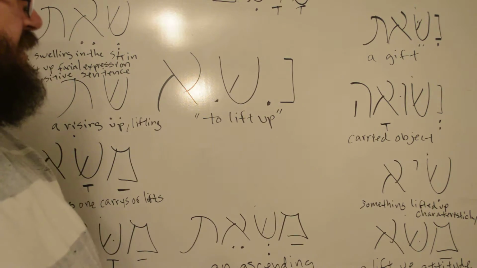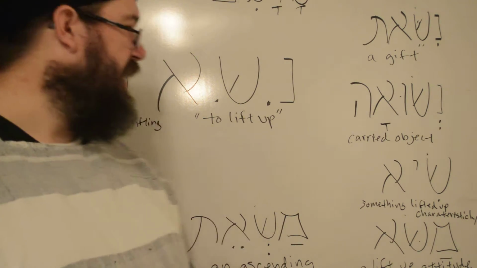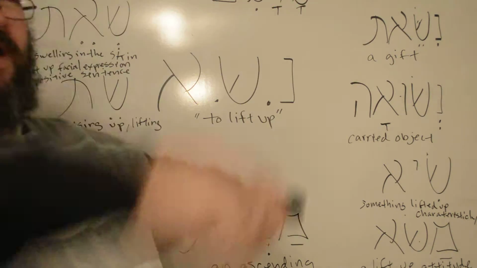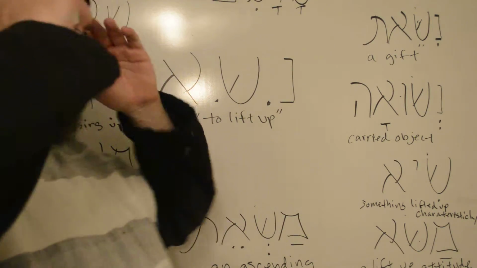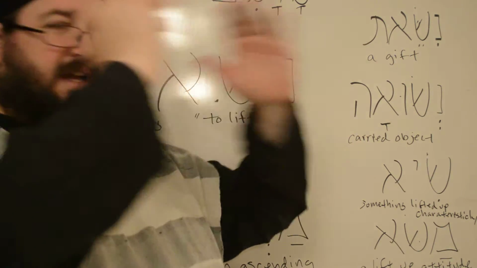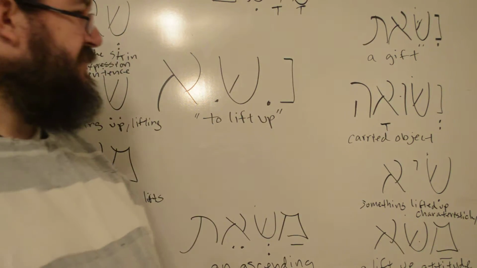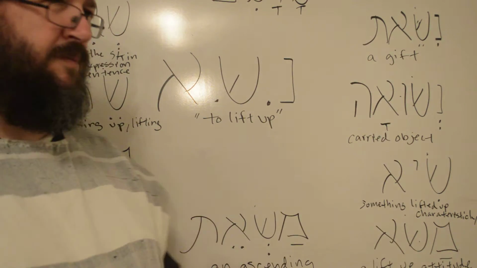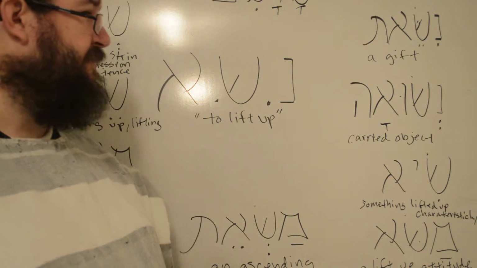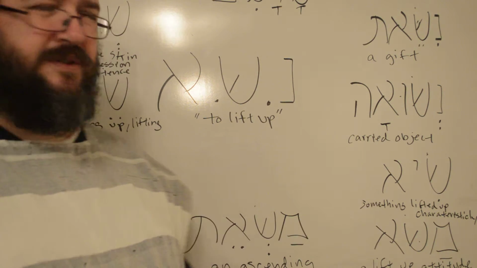Another word is the word si. What does si mean? It means something lifted up characteristically. It's an attitude that we have when we lift up a person, or we lift up a concept of how somebody is. You know, like when people look at movie stars and they lift them up in their eyes as big, important and stuff. That's what this word is referring to, si.